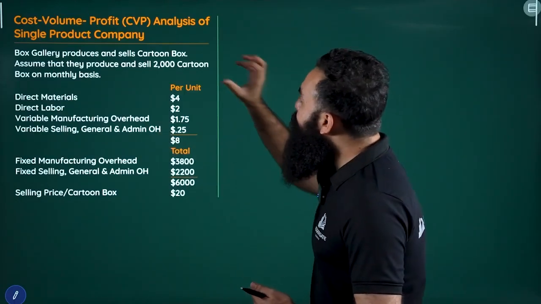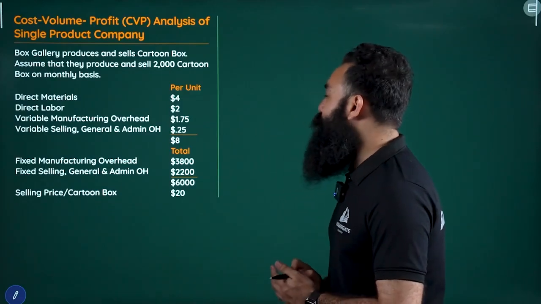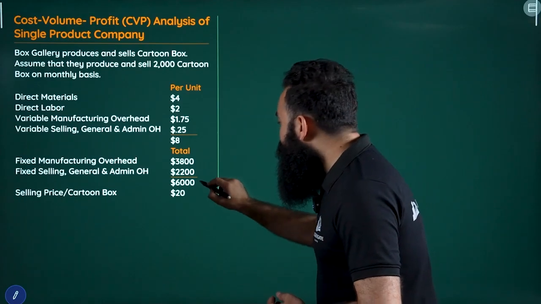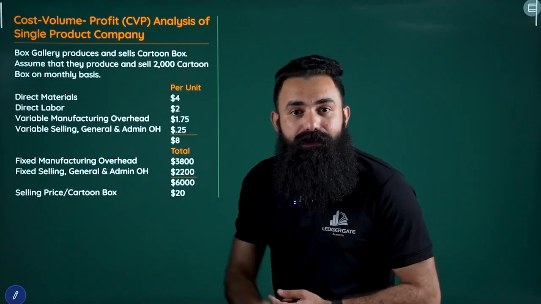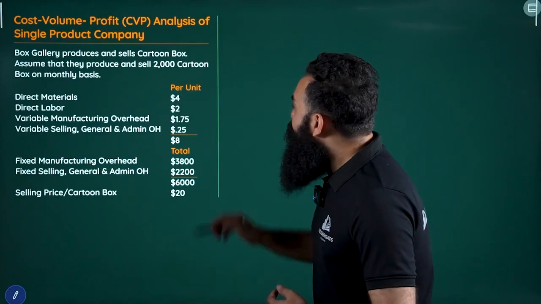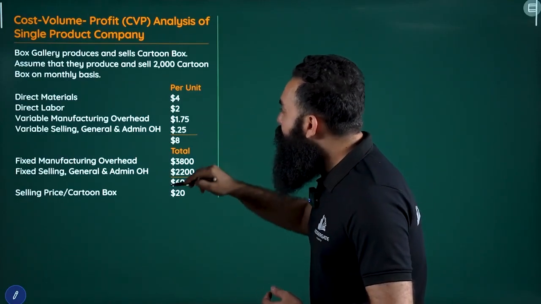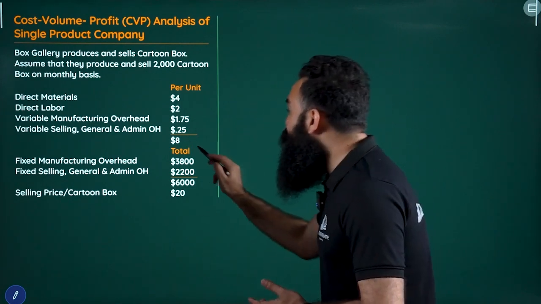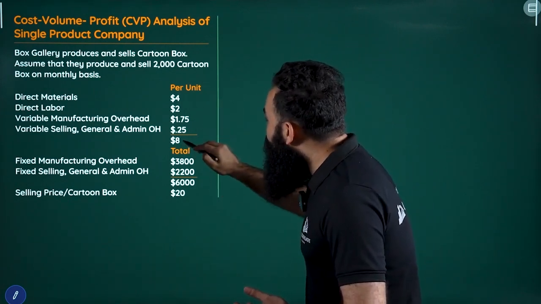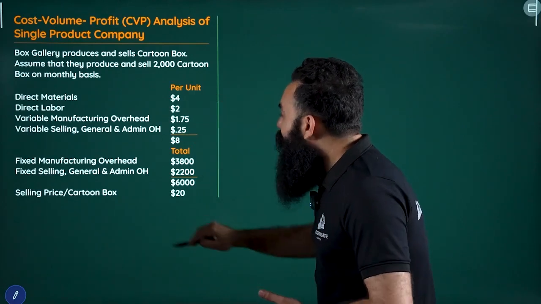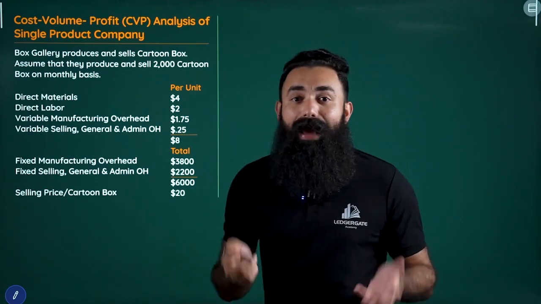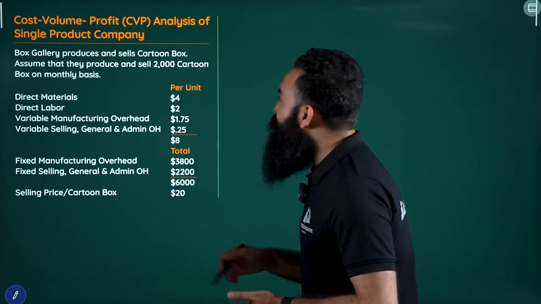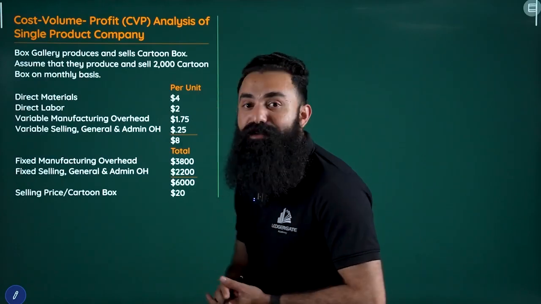In order to produce and sell these 2000 units, they have to spend a monthly fixed cost of $6,000. Apart from that, for each unit of output, production and sales, they have to pay $8 as well. For each unit, $8. So here we are going to separate our cost into variable and fixed. With the help of variable cost and fixed cost only, we can analyze the CVP, right?